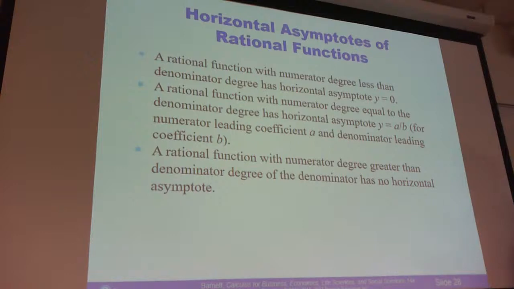So bottom line, you need to look at the top, look at the bottom, and decide: is the top lower than the bottom degree? Are the degrees the same? Or is the degree greater than the degree of the denominator? Those are the 3 scenarios. And again, those are just a lot of words. Just write down the gist of it. So there's going to be 2 horizontal asymptotes.